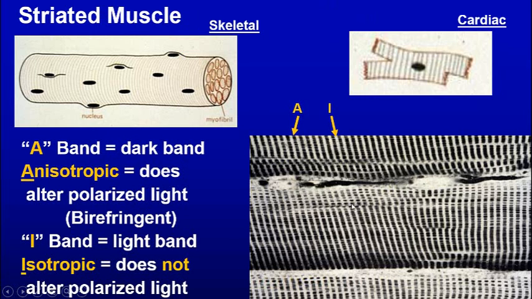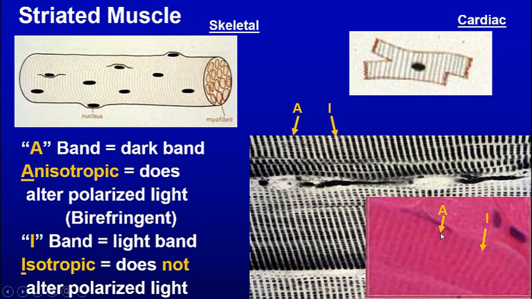A longitudinal section would yield the A and I bands. The A band is anisotropic. In other words, it does alter the birefringence. And then the I band is the light band, isotropic. It does not alter. In other words, it stays the same. This does not stay the same, so therefore it changes it. And so the A band is dark, which has the myosin in it, and the I band is light, which has the actin in it.